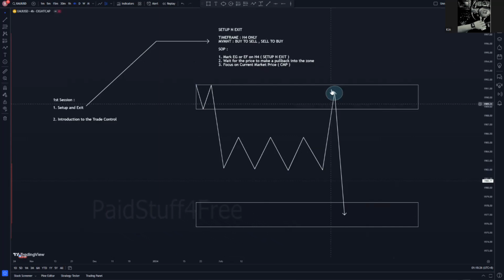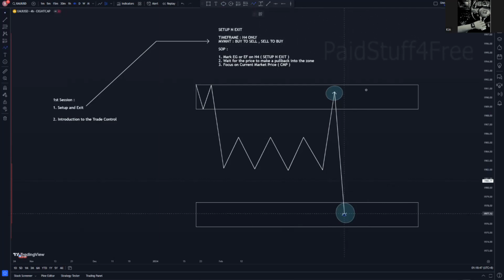After the price made a pullback into the zone, the third SOP is that we need to focus on the current market price. So where will our current market price be? It's going to be over here. Get it? So from the buy zone, the price is going to exit on the sell zone.